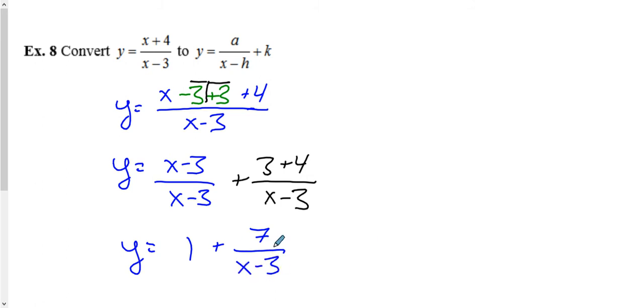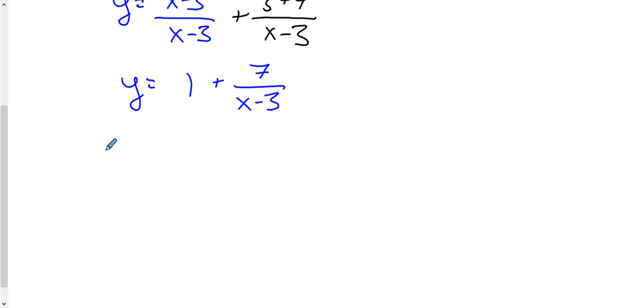And there we go. We basically have our answer, but I'm going to clean it up and write it one more time in proper notation. So we got a over x minus h plus k there. Okay, and there we go. We have our equation written.